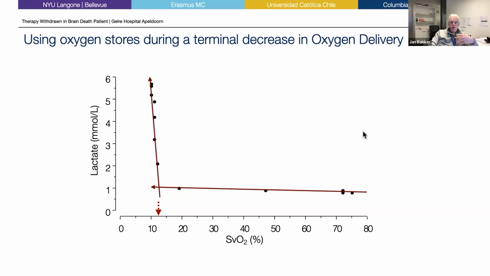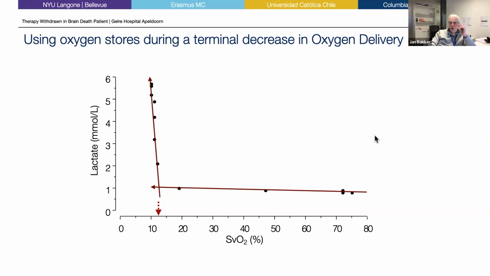And so when we start to decrease the delivery, the cells keep taking up the same amount of oxygen. And so the return blood will have less oxygen. And so your SvO2 or your ScvO2 will fall.